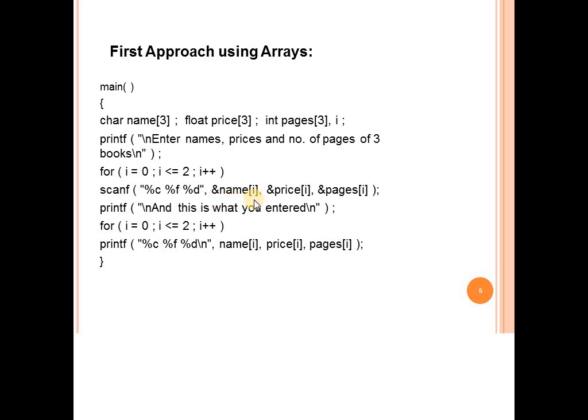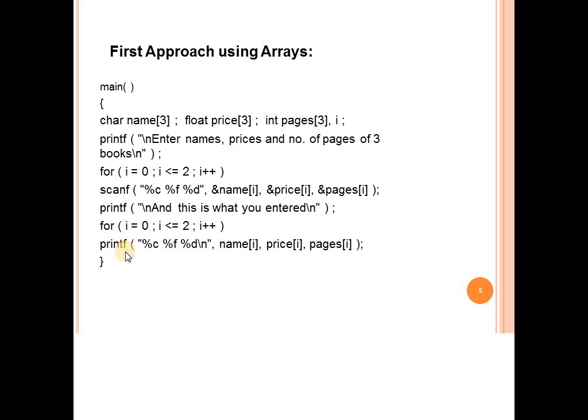So name of i. So at maybe the 0th location, first location and second location we are going to store data in an array. So it is given in square brackets, i. Similarly it is applied for price and pages. And once it is stored, I'm going to display it with printf. So I will just put one printf, and this is what you entered.